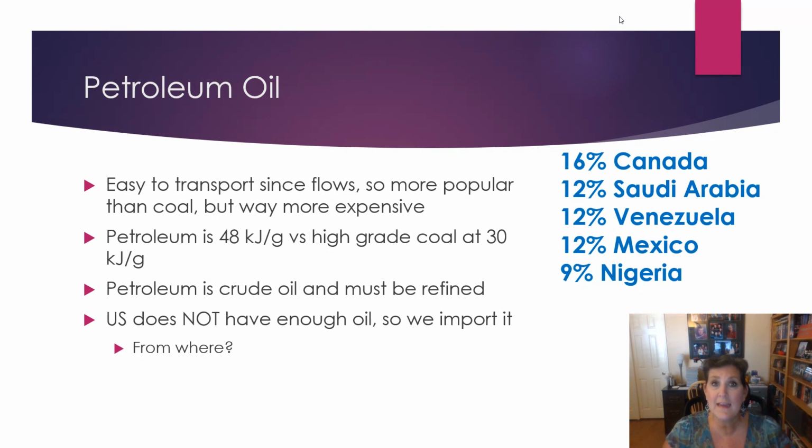Did you say the Middle East? Yeah, most people say the Middle East, but look, actually, 16% of our oil comes from Canada. 12% comes from Saudi Arabia. But then 12% also comes from Venezuela, 12% comes from Mexico, and the next largest country is 9% from Nigeria. So it's not just the Middle East where we get our oil. We get it from a bunch of different sources, and those are the top 5. So that may have surprised you.